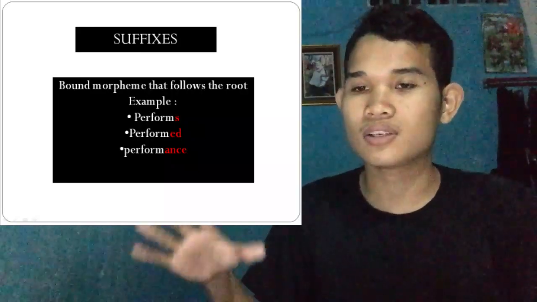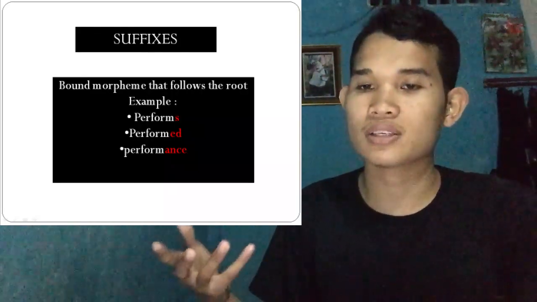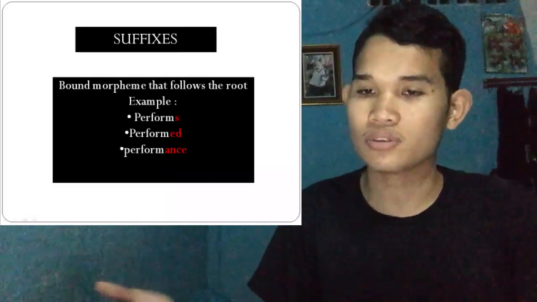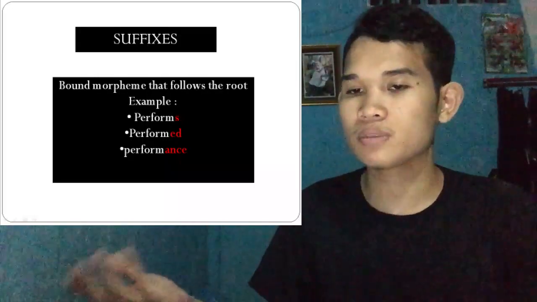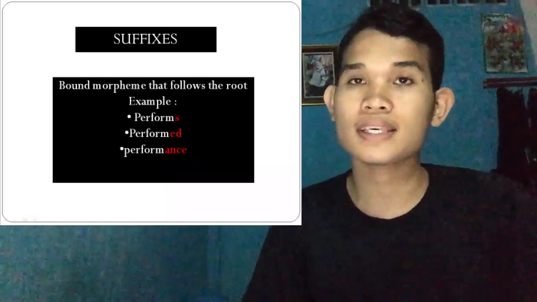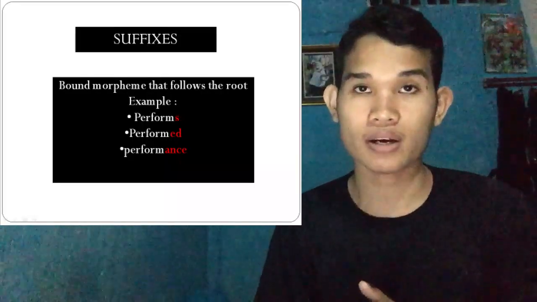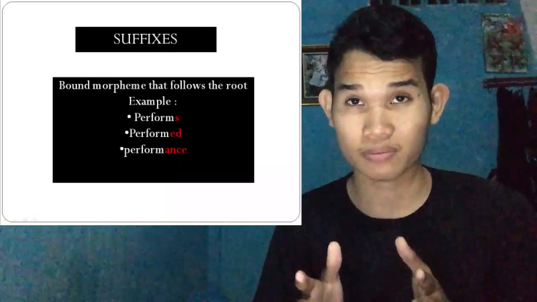These are some examples: a suffix is a bound morpheme that follows the root. For example, what I told you before, performed and performance. I think that is my part from this chapter 4, which is chapter 4.1.